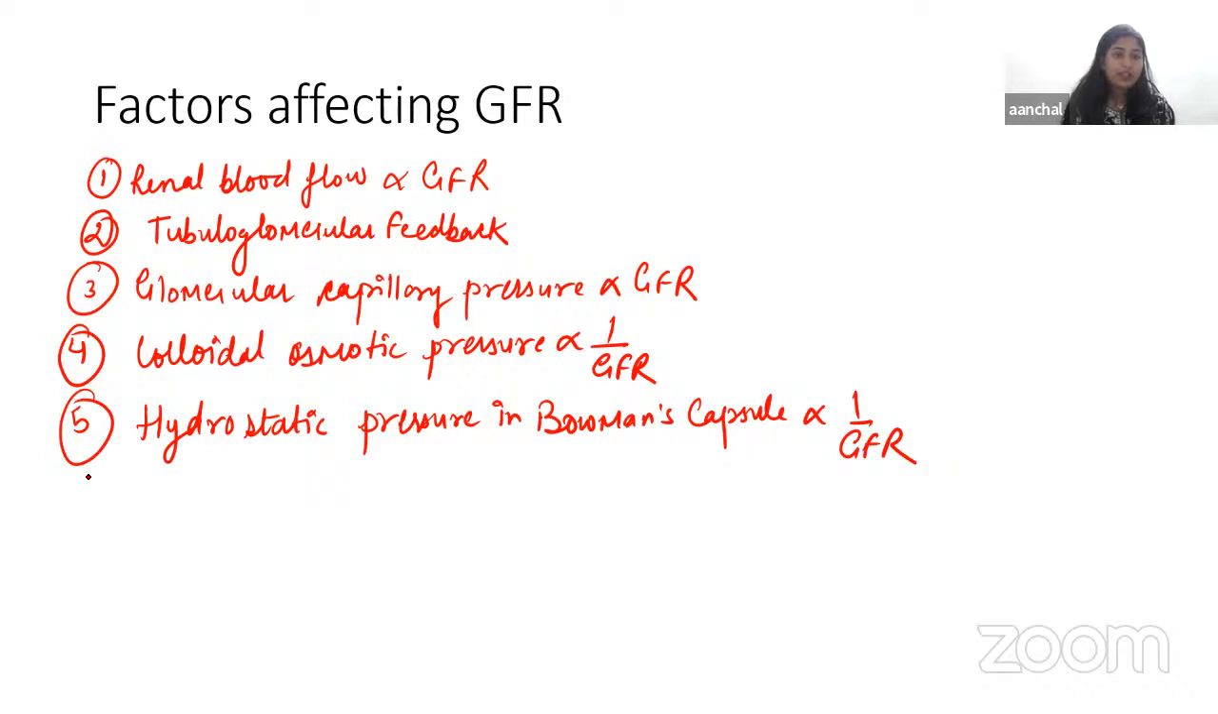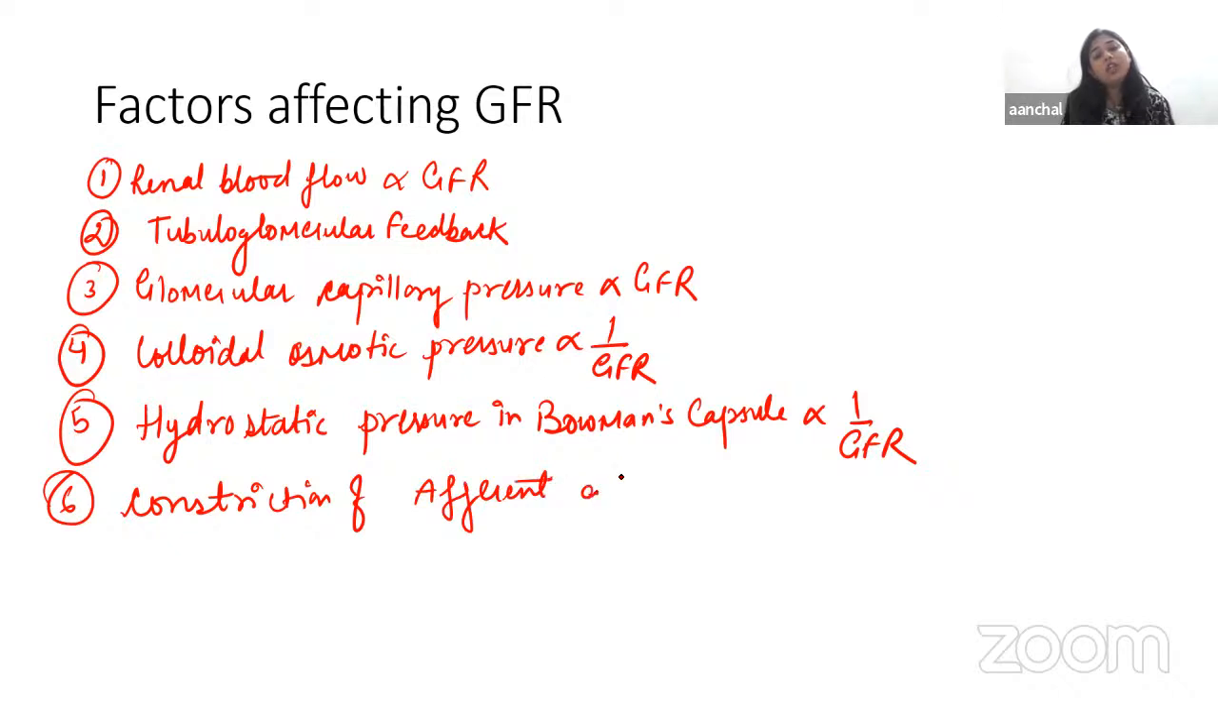Then, if there is constriction in the afferent arteriole, and the afferent arterioles are those which bring blood to the nephron, it will lead to low renal blood flow. So GFR will decrease. So it is also inverse.